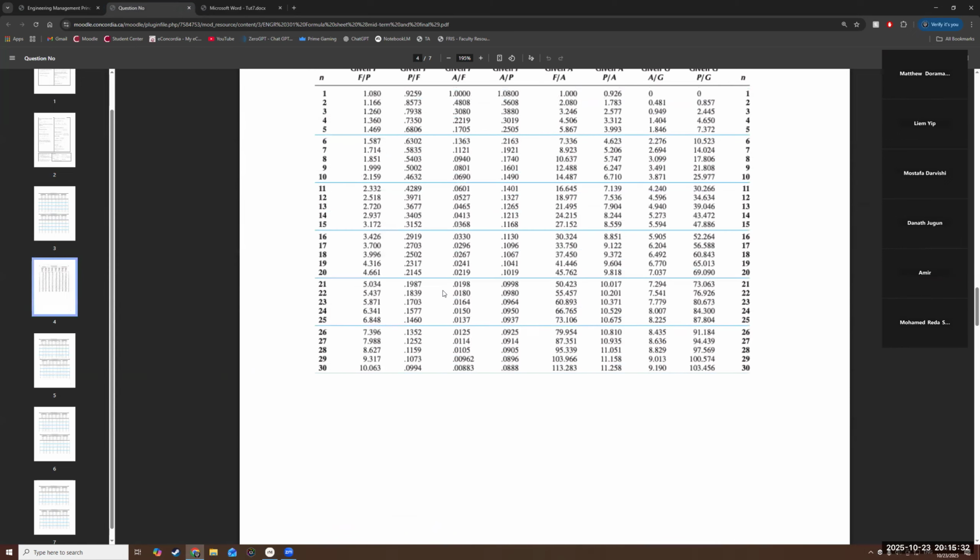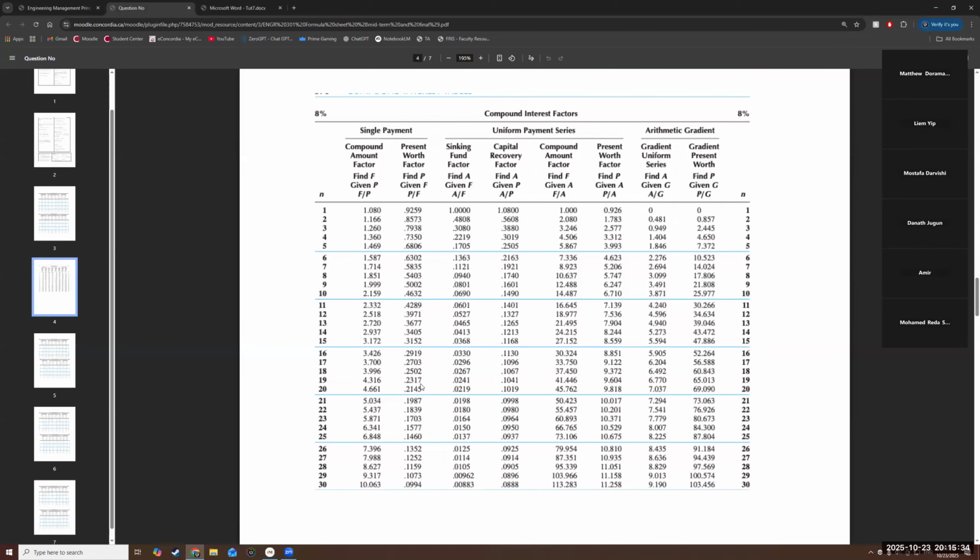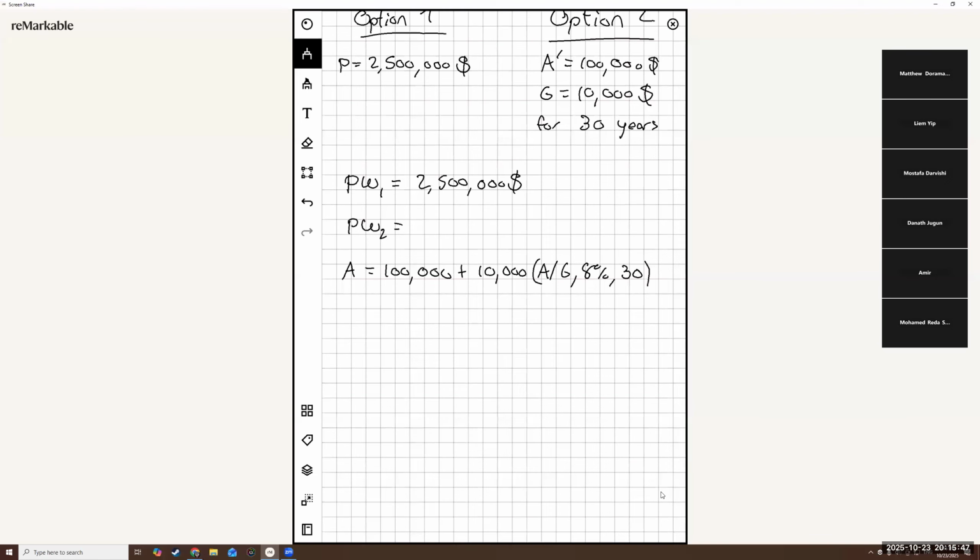Or only 8% goes down to 30. So if you get 8%, you're lucky. You know you can go down to 30. Okay, A/G, 8%, 30 periods. We get 9.19. This value is 9.19.